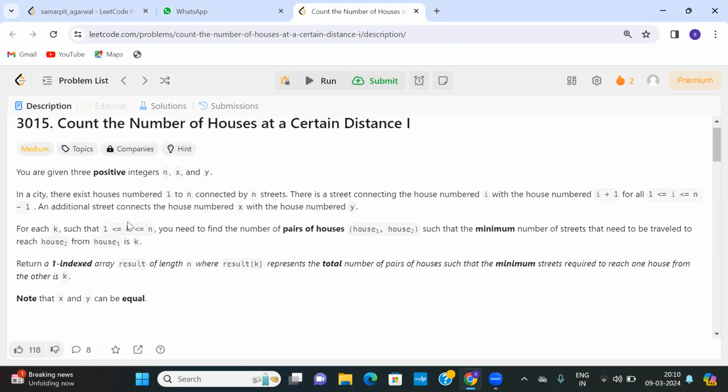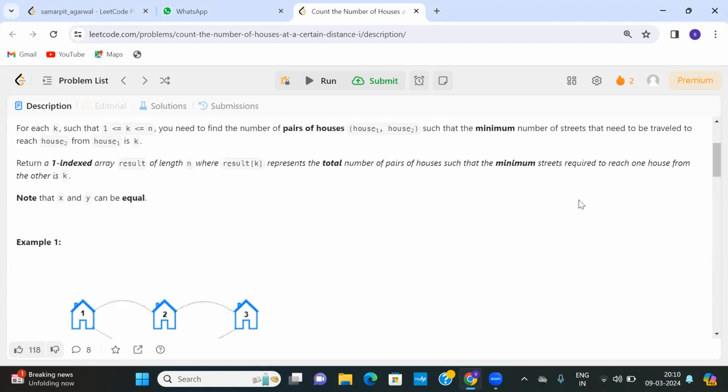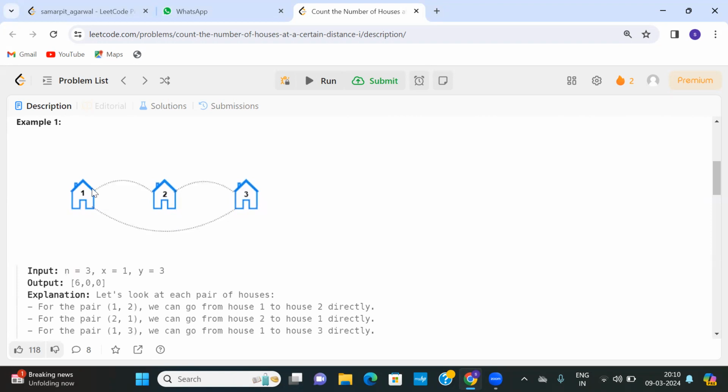Now in the question, it is mentioned that there is a street connecting the house numbered I with the house numbered I plus 1. So it means there is a street connecting 1 and 2, I and I plus 1. There is a street connecting 2 and 3. So these two streets are there.